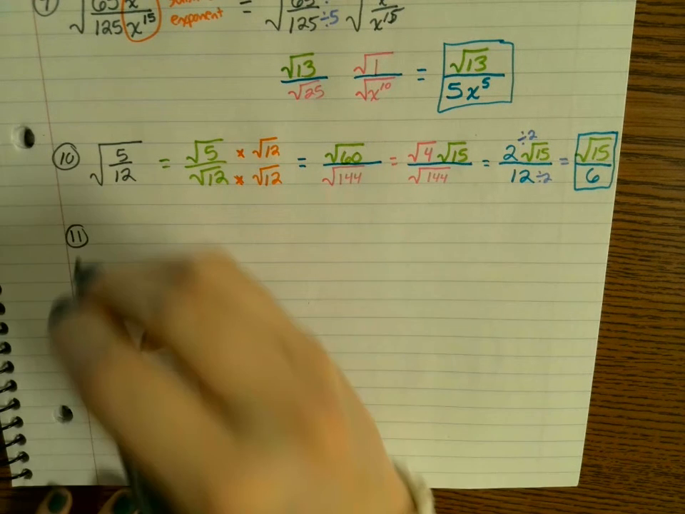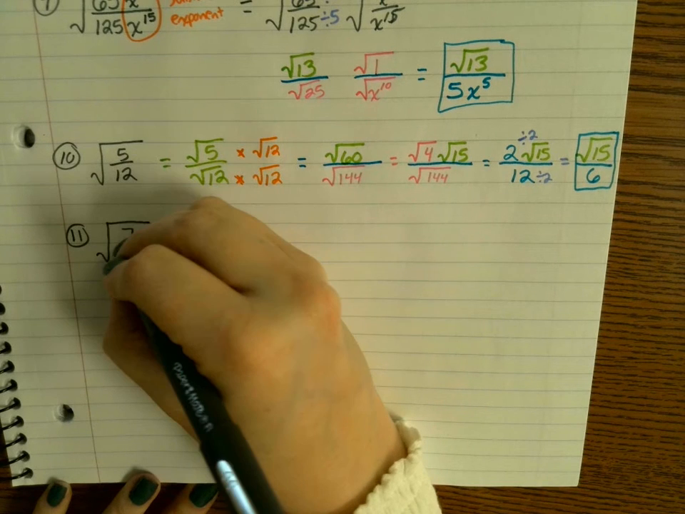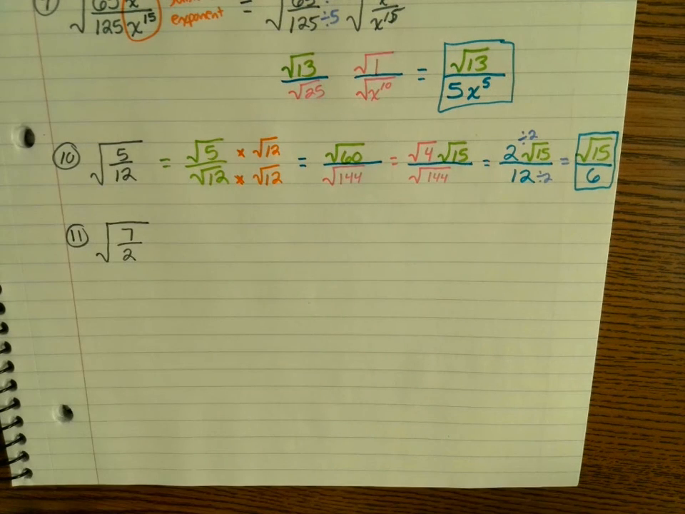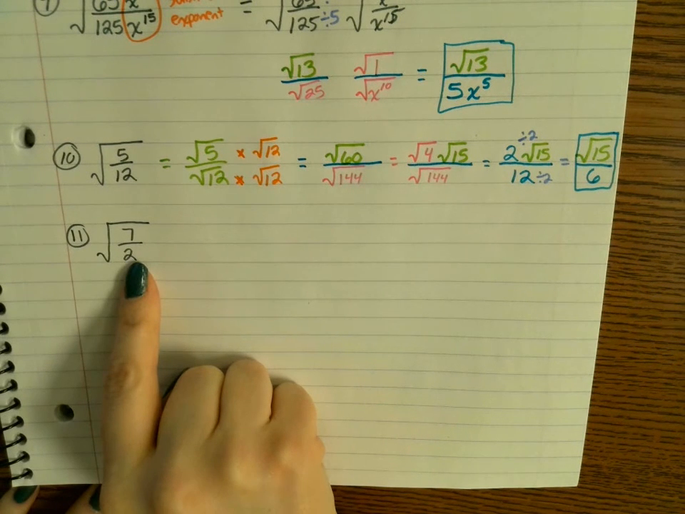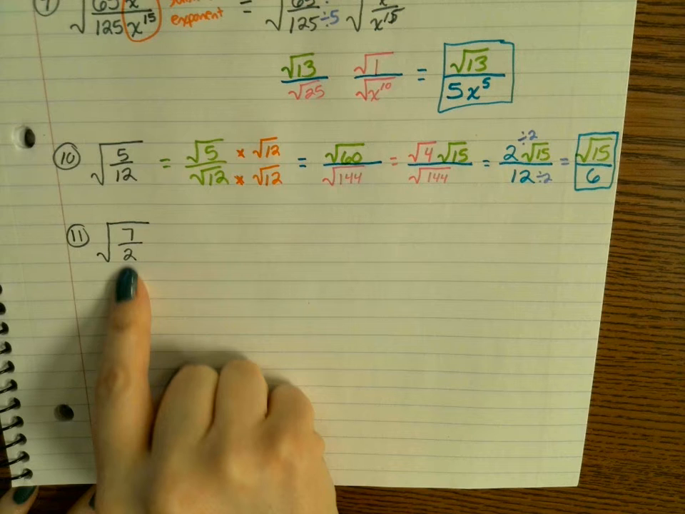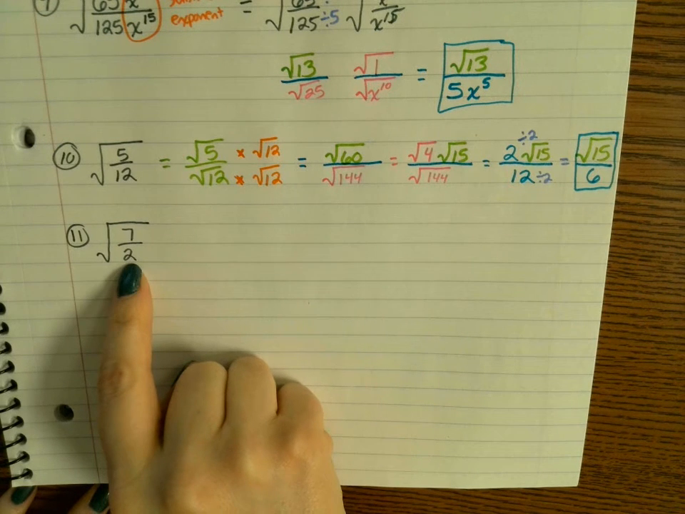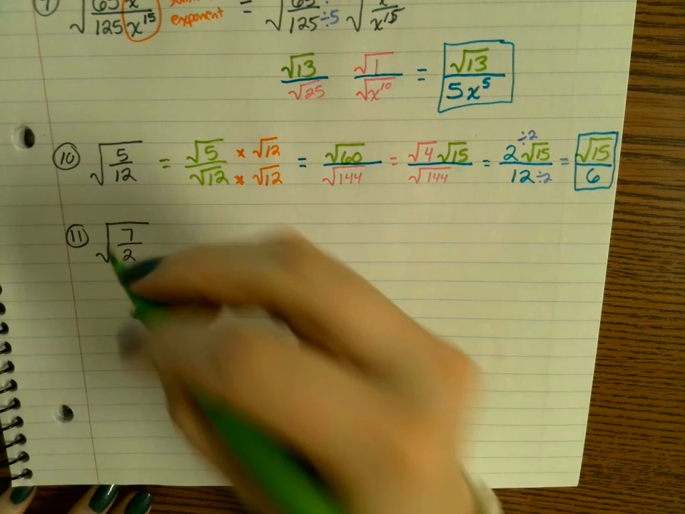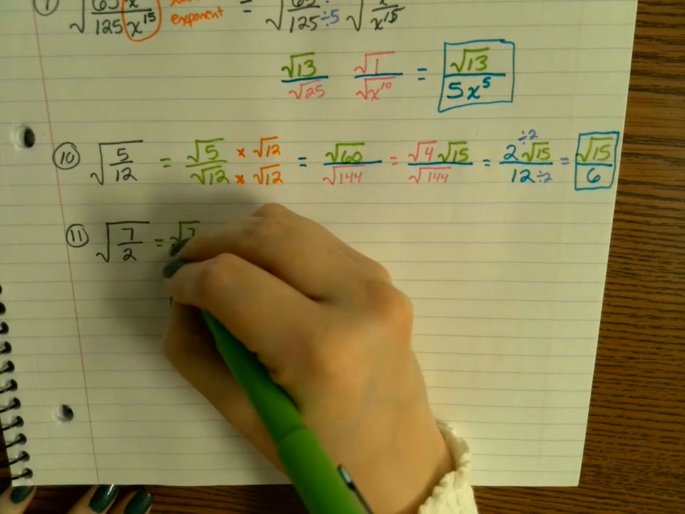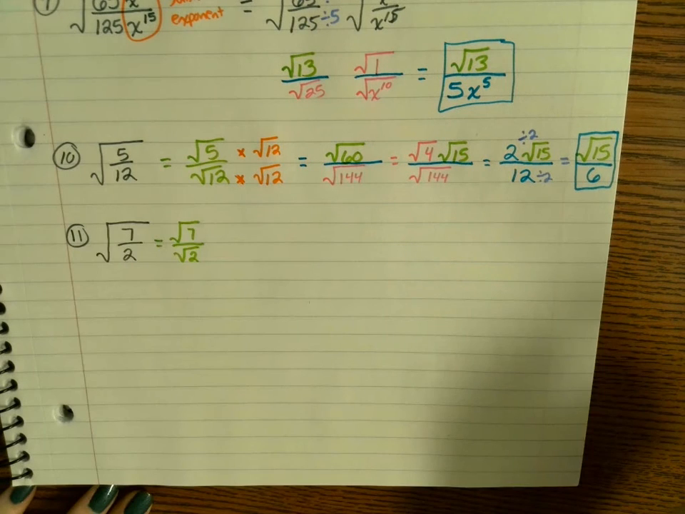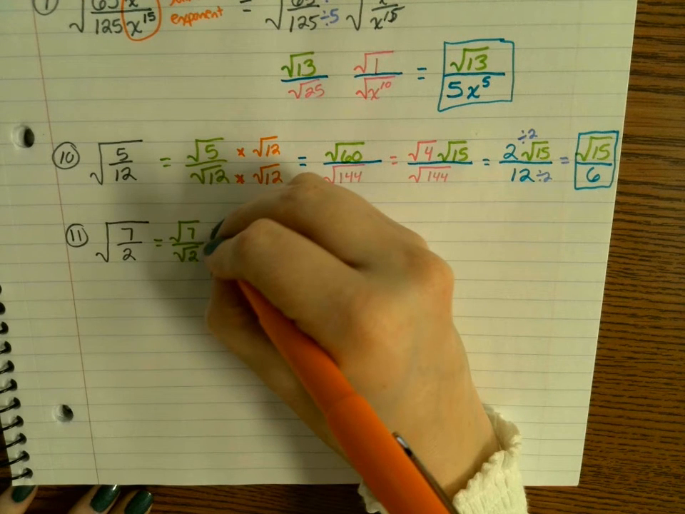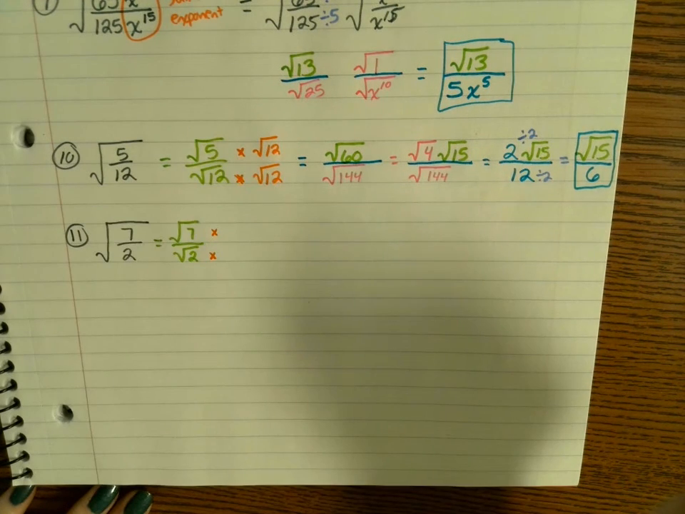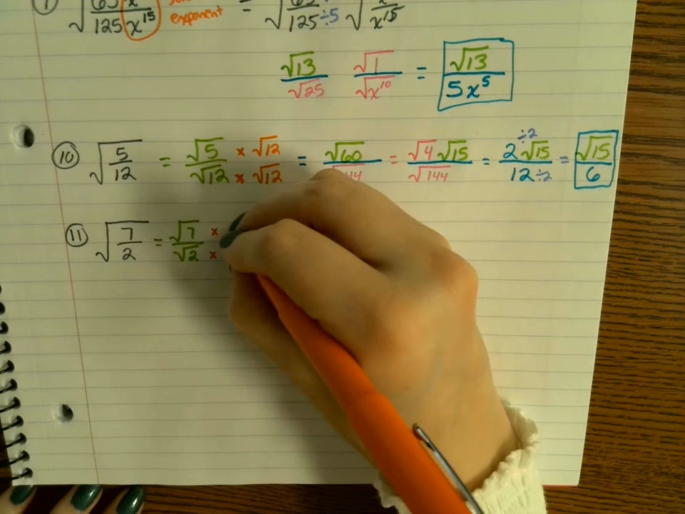Square root of 7 over 2. 2 is not a perfect square. I also cannot simplify 7 over 2. So that means I have to rationalize the denominator. If I break this up into square root of 7 over square root of 2, to rationalize the denominator, I'm going to multiply the top and the bottom by what value? Square root of 2. Whatever my denominator was, I'm going to multiply by it so that way I can get rid of the radical.